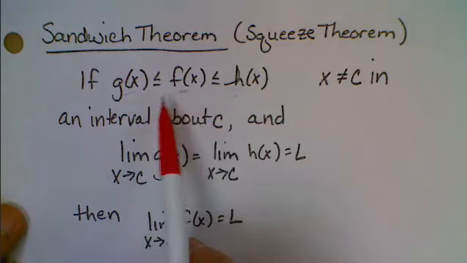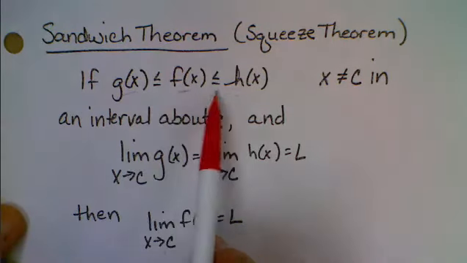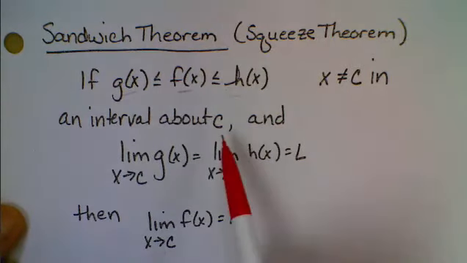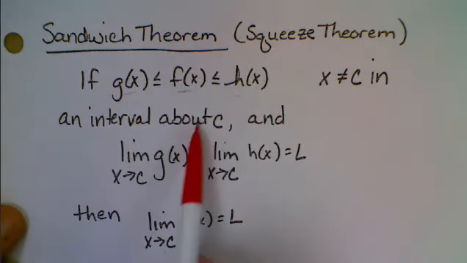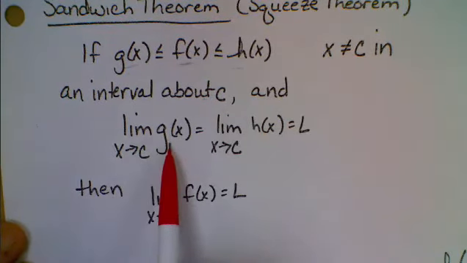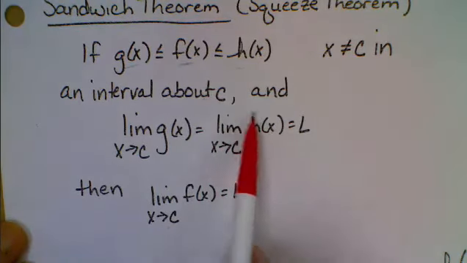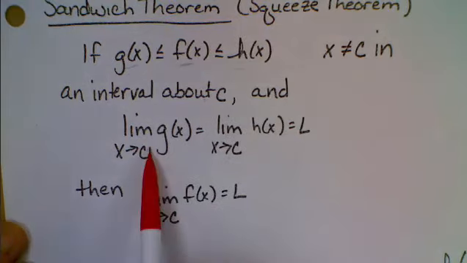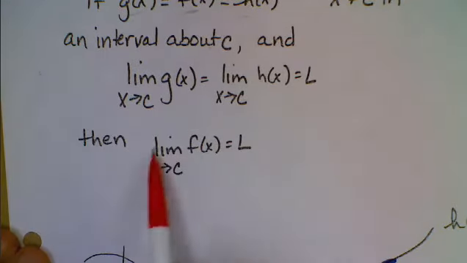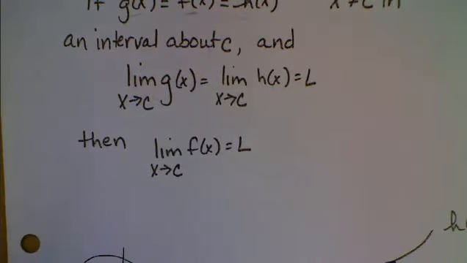If I know f of x is between these two functions, and notice it says less than or equal to in any given interval, so it says in an interval about c, around c, then the limit as x approaches c of g of x is equal to the limit as x approaches c of h of x. If I know that they both equal the same limit, L, then I'm guaranteed that the limit of f of x as x approaches c also has to be L. So that's the premise of what the sandwich theorem is.